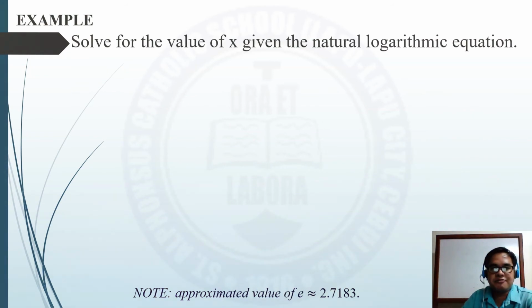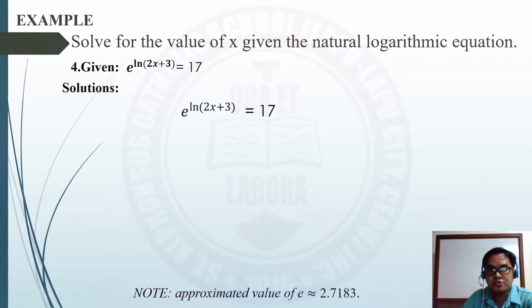Solve for the value of x given the natural logarithmic equation, which is e raised to ln of 2x plus 3 equals 17. Now here are the solutions. So first, you are going to copy the equation and then take the natural logarithm of both sides of the equation, and the equation becomes ln of e raised to ln of 2x plus 3 equals ln of 17.